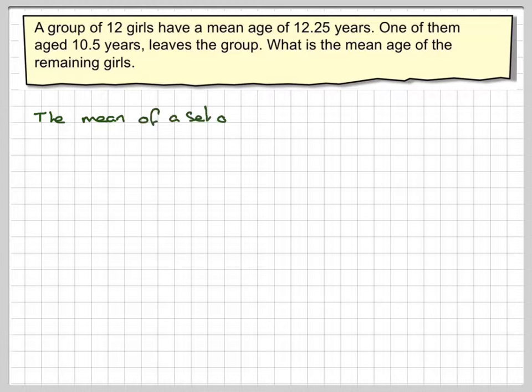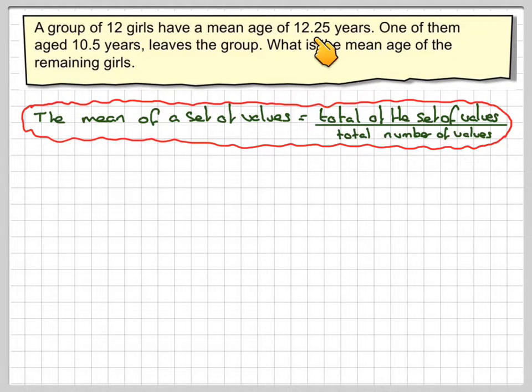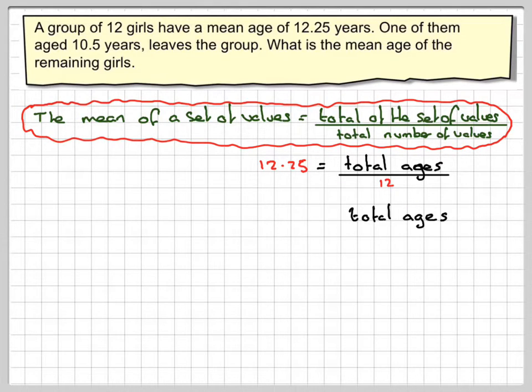Okay, so the mean of any set of values is going to be the total of the set of values divided by the total number of values. So in our case, we know that the mean is 12.25. We can calculate the total age of the 12 girls divided by 12. So in order to find the total age of the 12 girls, we will need to multiply these two together. So the total age of the 12 girls will be 12.25 times 12, which will give me 147.